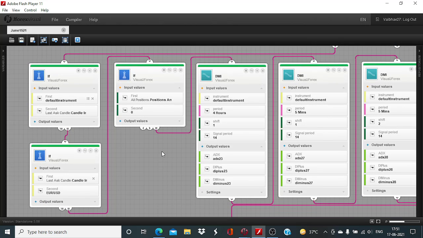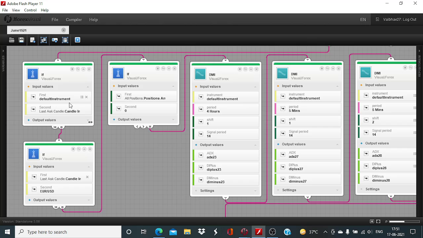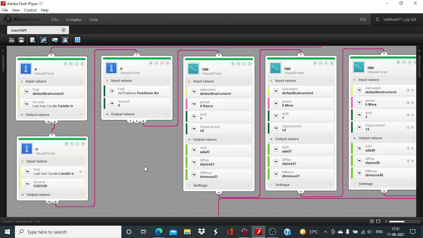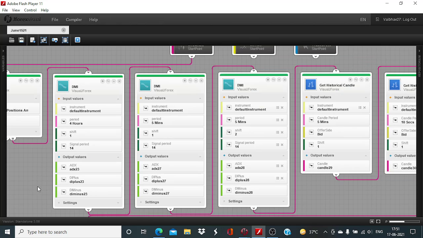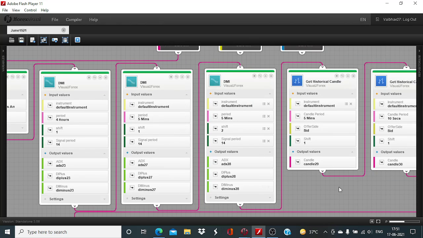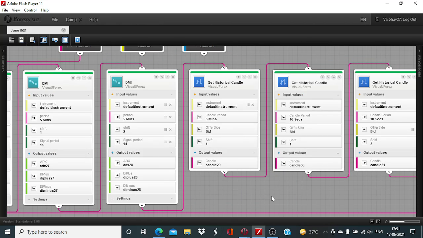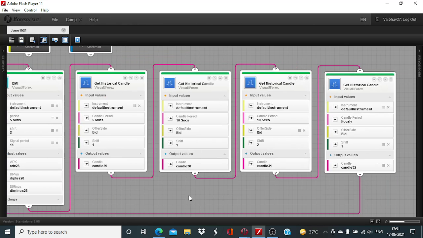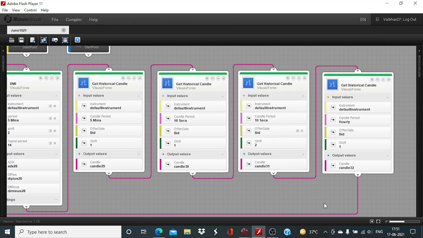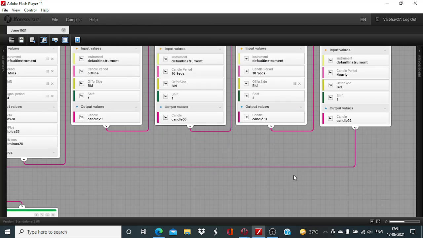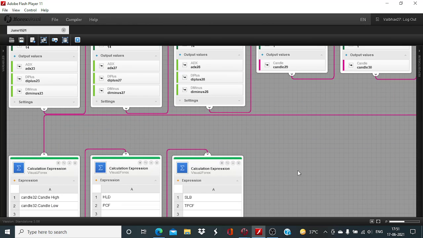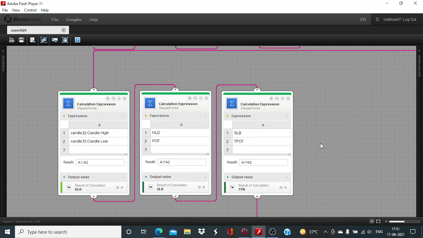Dukascopy Bank SA. The setup so far includes this instrument subscription. The default instrument is EURUSD. After that, the position amount was defined at 0. I got these three DMI blocks of the varying time periods and these historical candle blocks to look at the price volatility and accordingly place the trade whenever we see that the momentum is bearish enough.